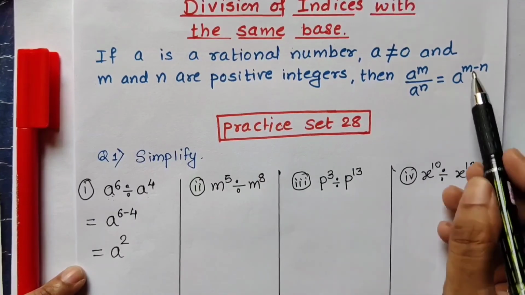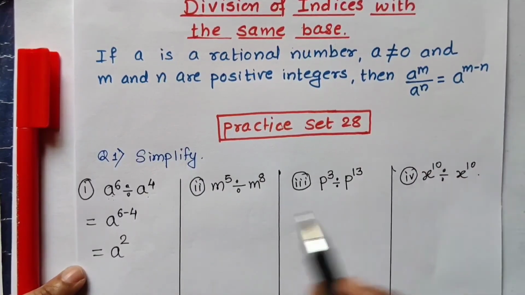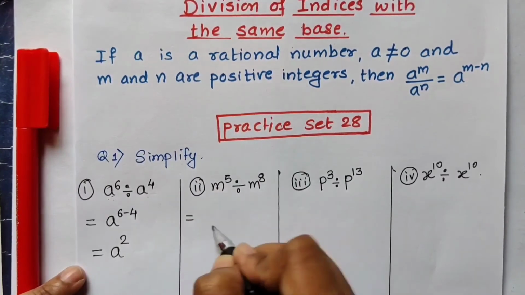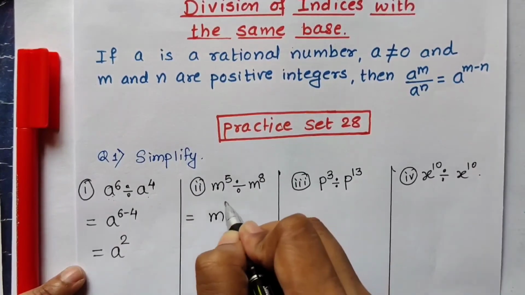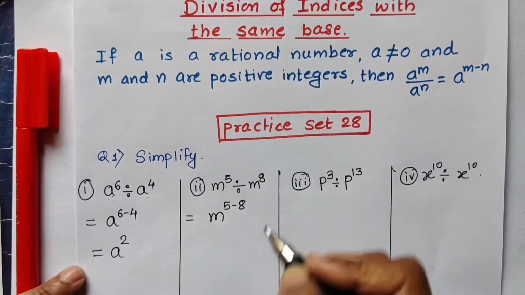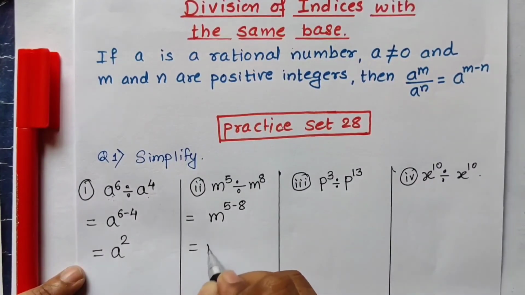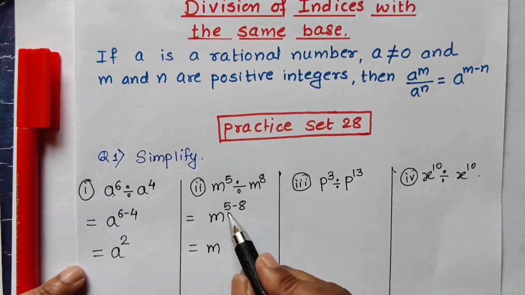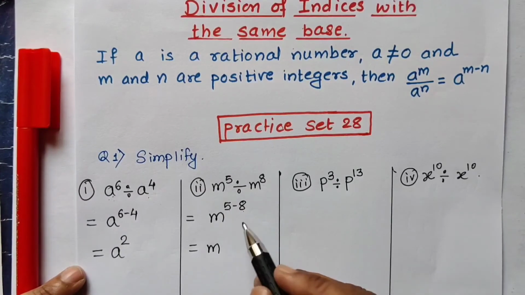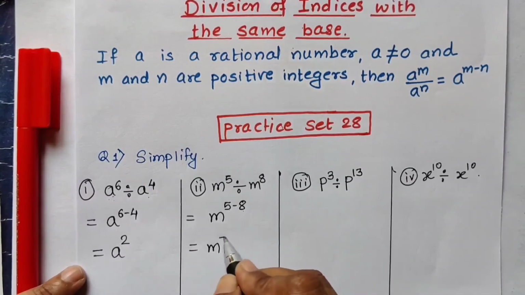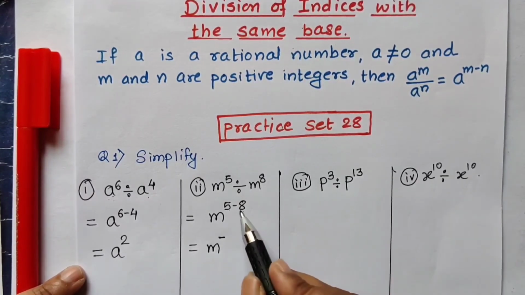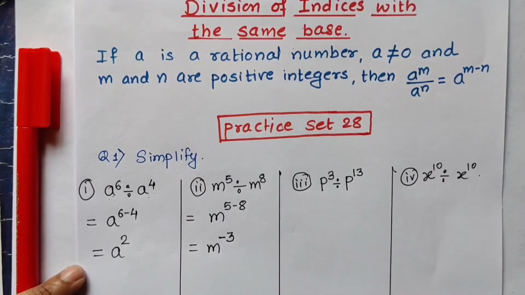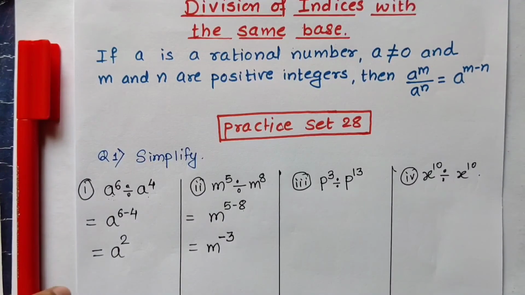That is the rule. These rules we have to follow. Now let us see the second sum from first question. M is the common base, we write one time. We subtract indices, 5 minus 8. So we are getting m raised to, what is 5 minus 8, plus 5 minus 8. Bigger number is subtracted from the smaller number, so we have to give the minus sign of the bigger number. And plus minus minus, 8 minus 5 is 3. So m raised to minus 3.